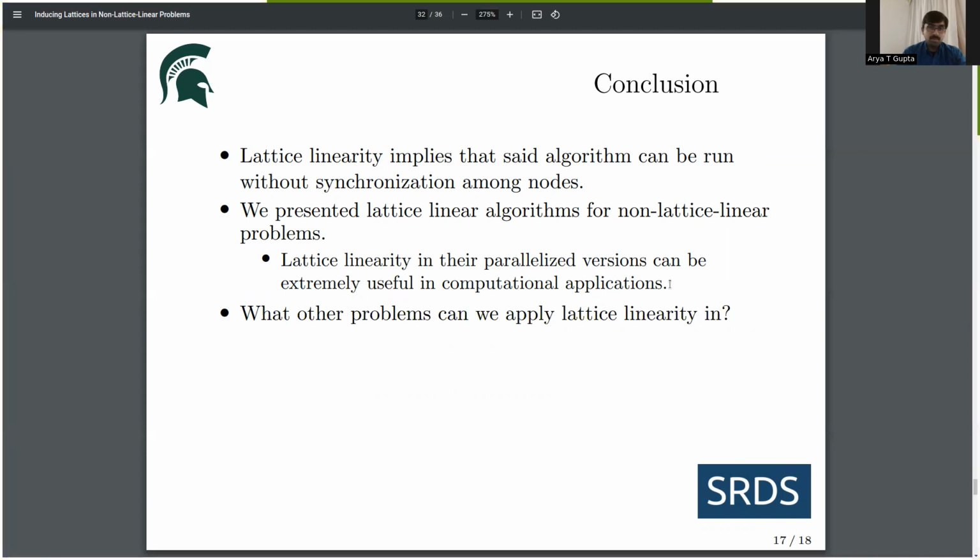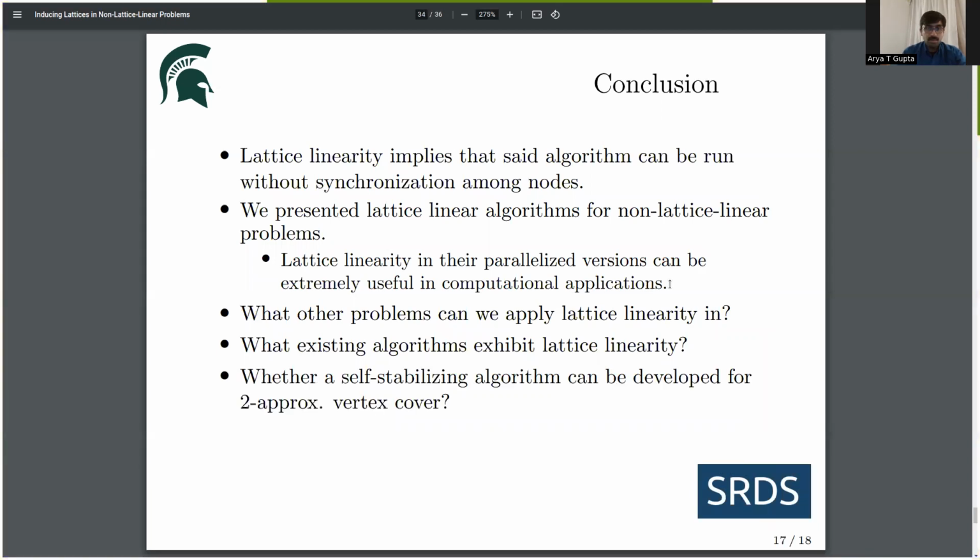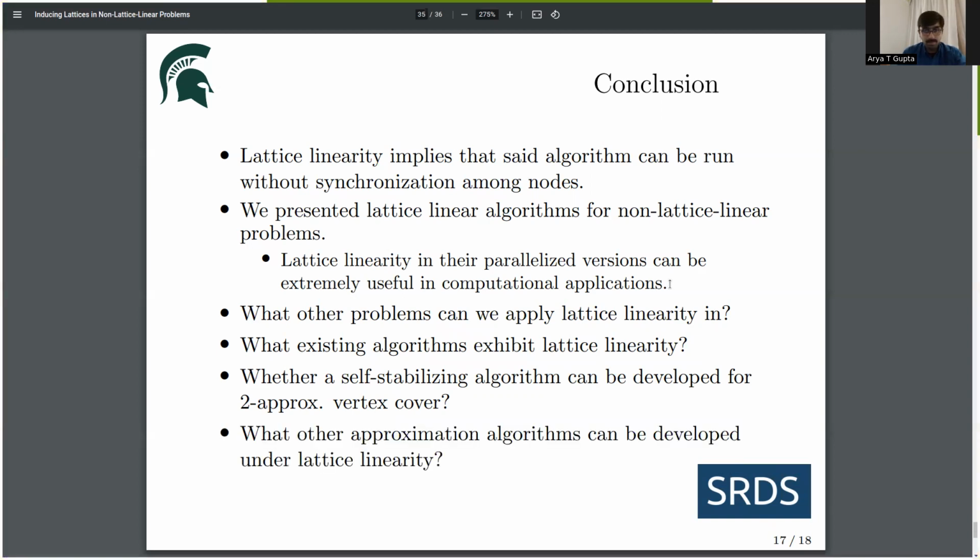We have some open questions. What other problems can we apply lattice linearity in? What existing algorithms exhibit lattice linearity? Whether a self-stabilizing algorithm can be developed for 2 approximation vertex cover? And what other approximation algorithms can be developed under lattice linearity?